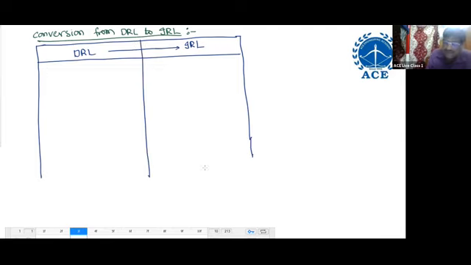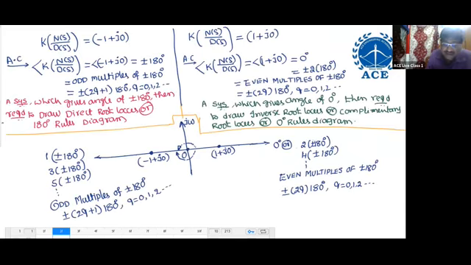First, a total of 8 rules are there. In 8 rules, only 3 rules change, and all the remaining are the same. What are the 3 rules?